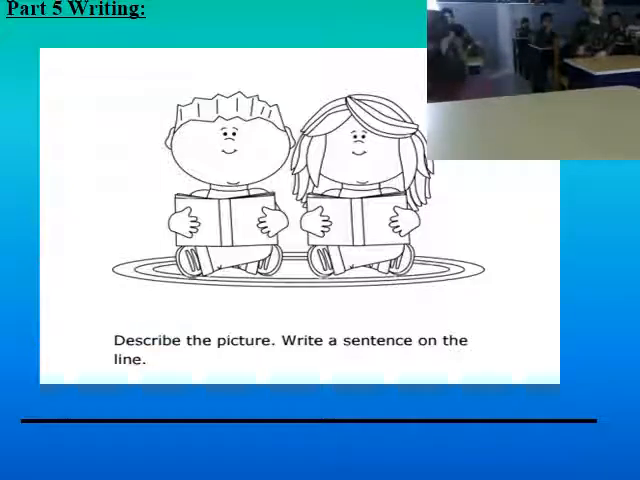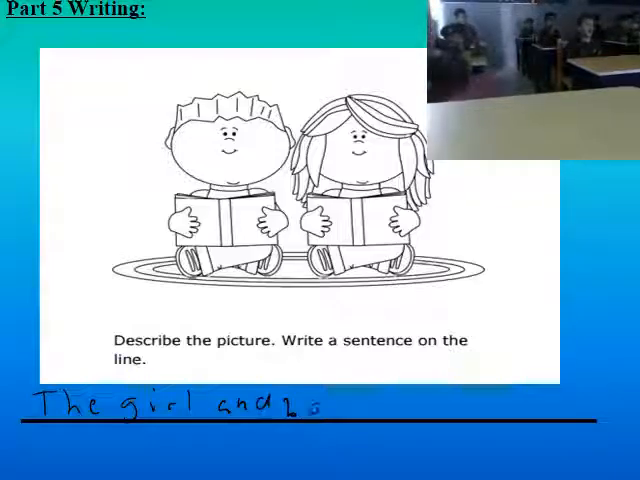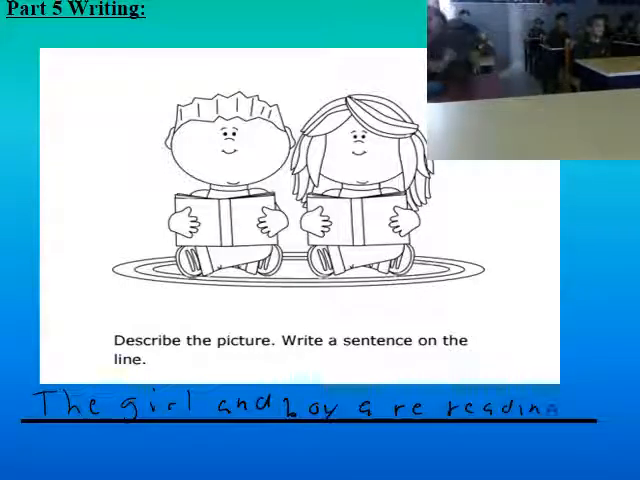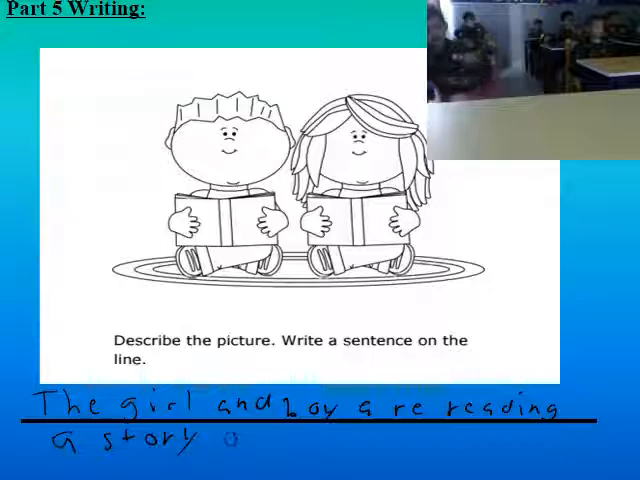Reading. Yes. The girl and boy are reading a what? Are reading a story on what? What are they sitting on? They're reading a story on the mat. They're reading a story on the mat.